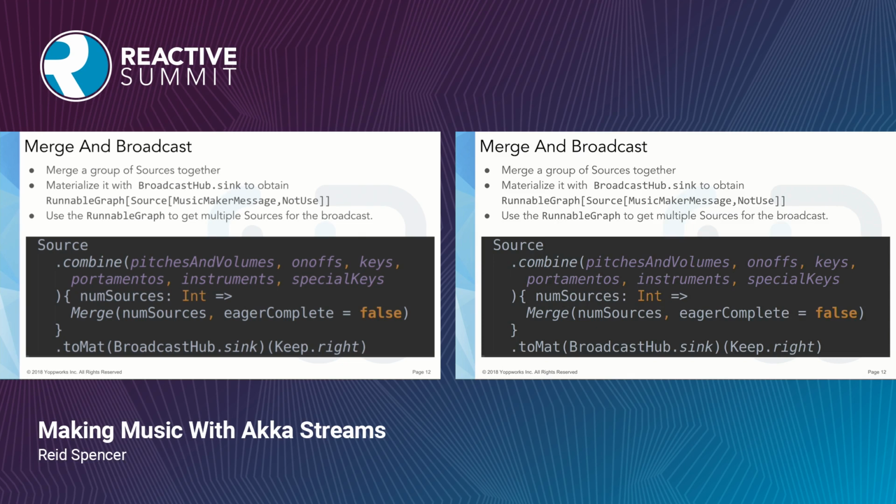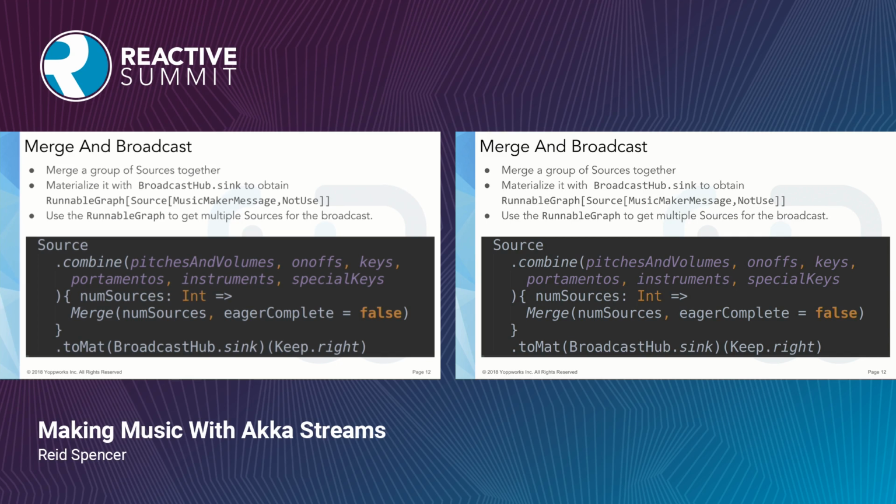The eager complete here is true. We do not want to complete this stream if any one of those sources completes. Eager complete would say if, say, the on-offs finished for some reason, then the whole thing would stop. That would basically turn the music maker off. So I'm telling it, don't do that. And so that's the input side, right? That's combining all of the input elements into that blue bubble.